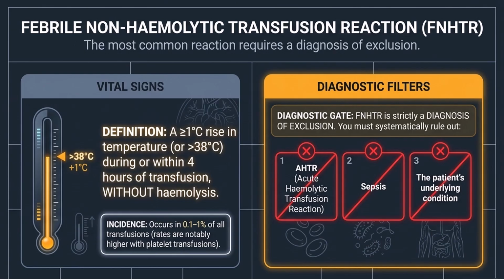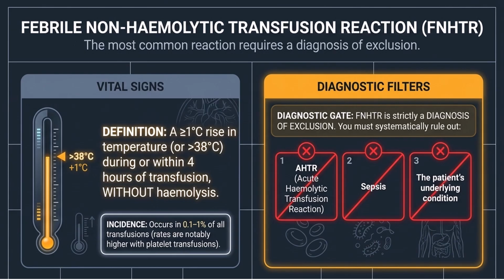The three diagnostic gates on the right are the exclusion checklist for this reaction. First is AHTR, that is, acute hemolytic transfusion reaction. Check for back pain, hemoglobinuria, falling BP, rising creatinine, and perform the clerical check first. That is, wrong blood transfused to the right patient, or right blood transfused to the wrong patient.